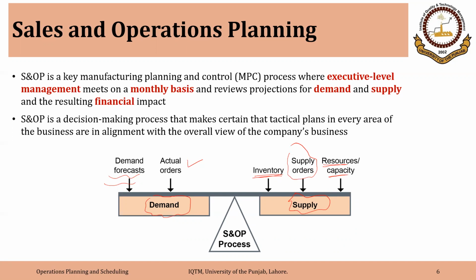Now, the ultimate goal of sales and operations planning is to balance demand and supply, and it is quite tricky. And this can be done only through a systematic process, and that is a series of executive level meetings that are done on a monthly basis. So that reviews the past performance and makes decisions for the future periods.